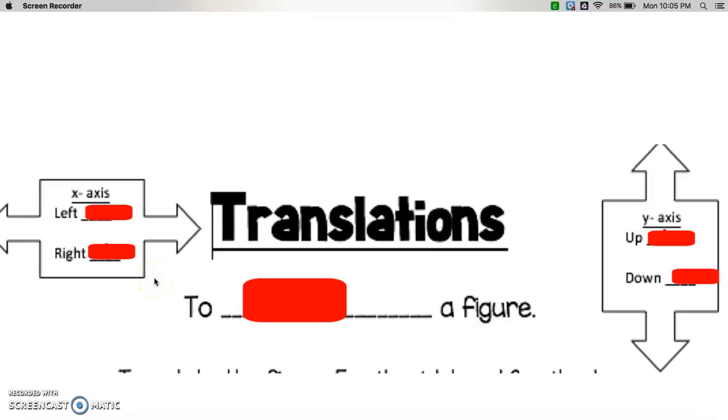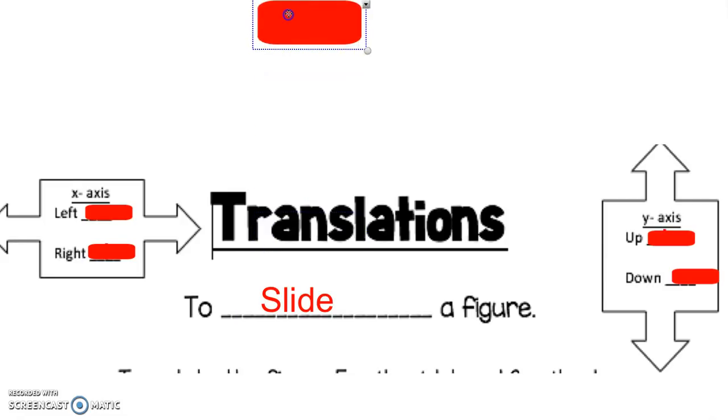Okay, today you're going to learn how to translate a figure. And if you remember, translate means to slide. So we are going to slide the figure.